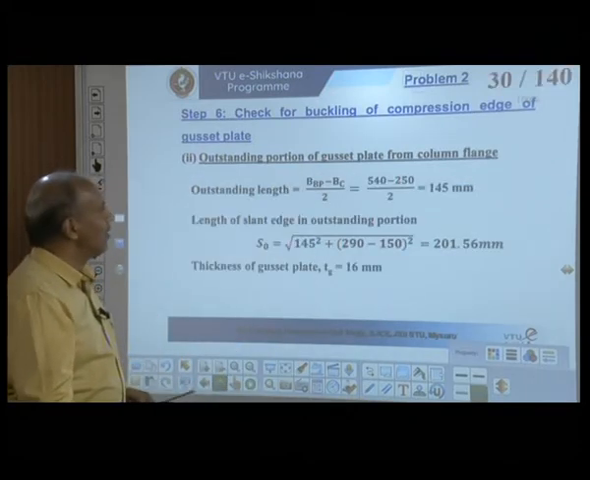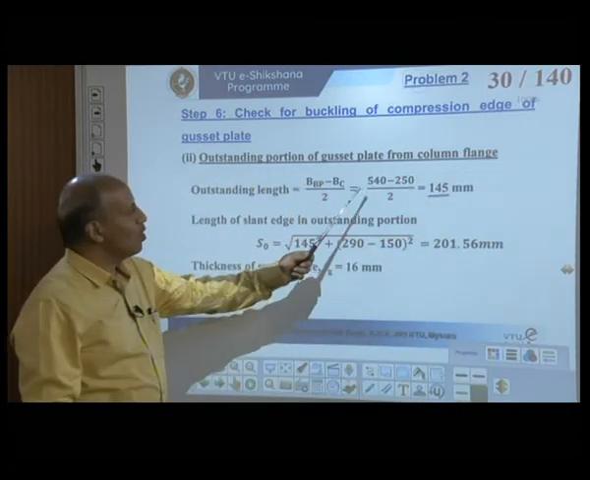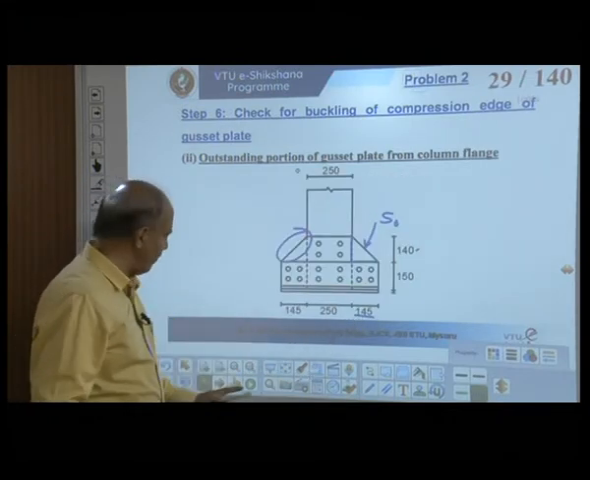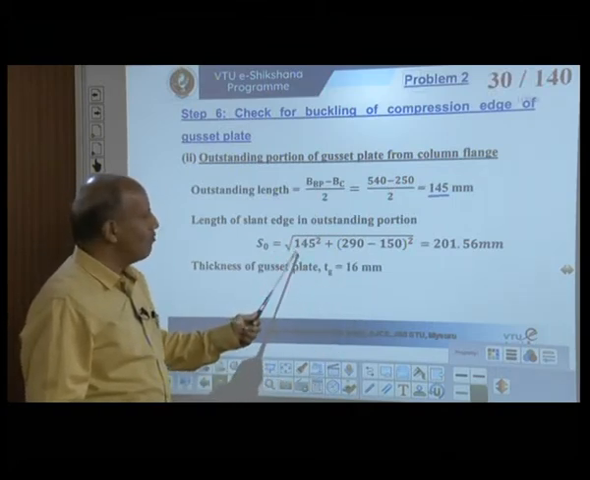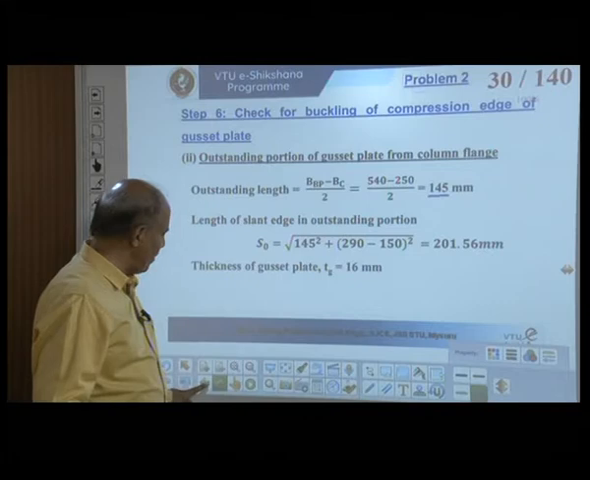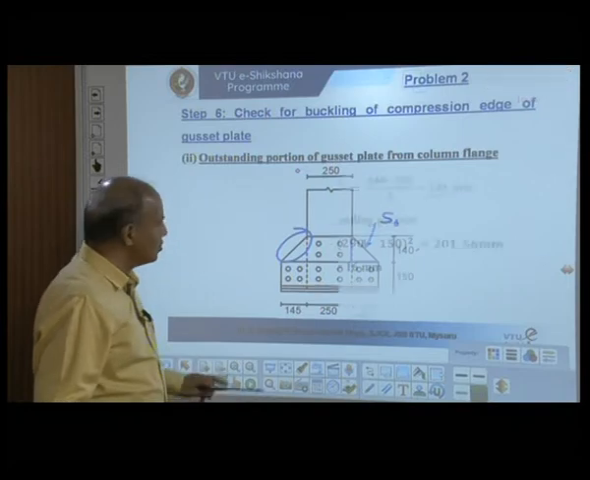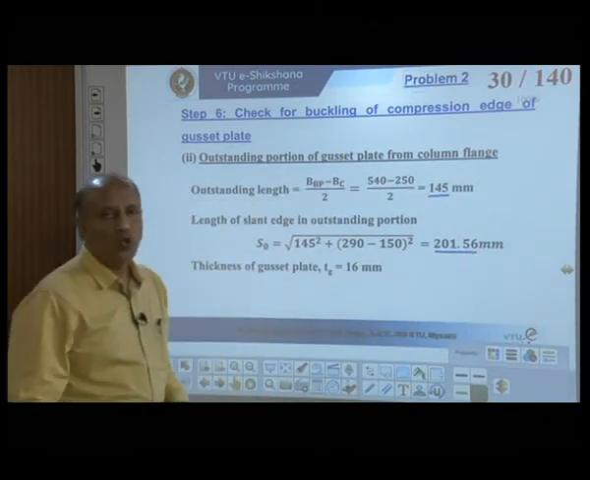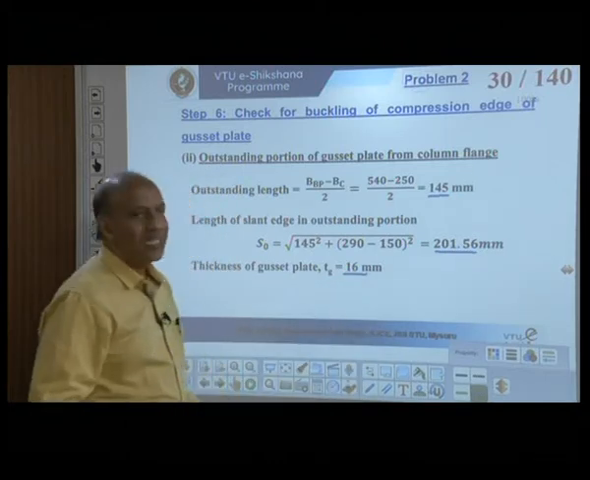This is what we have got, 145. I told you how we got this 145: total width minus width of the column flange, divided by 2. Having got that, I use the hypotenuse rule, root of 145 squared plus the other one, which is 290 minus 150, that is 140. So, 140 squared, and you get the slant length as 201.56 millimeters. The thickness of the gusset plate, as we had assumed, was 16 millimeters.